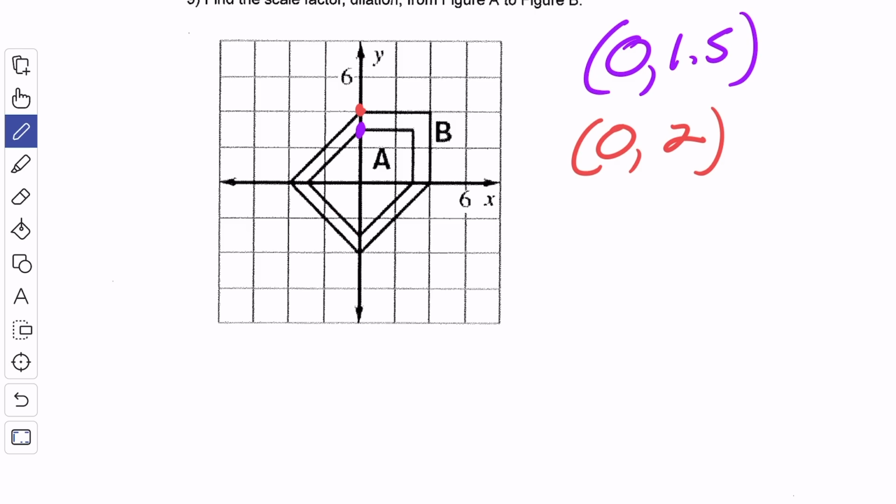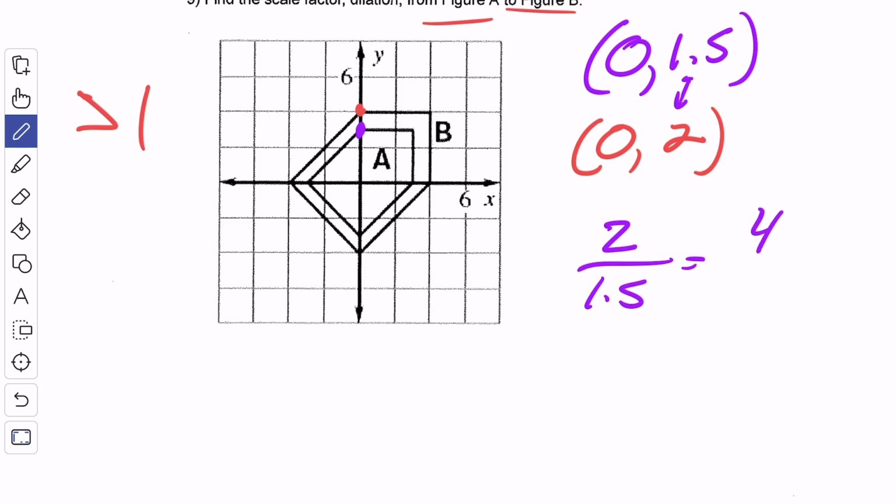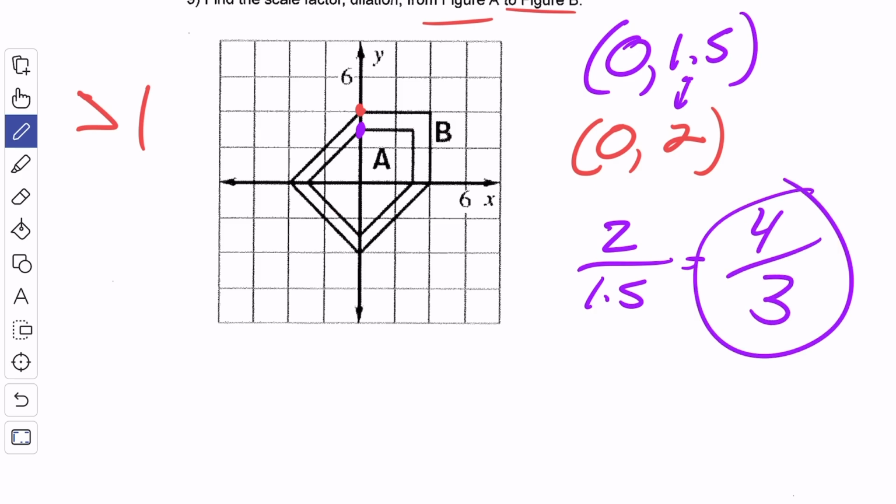Since we're going from A to B, and A is smaller, I know that it is getting bigger. So the scale factor must be greater than 1, because otherwise it would be getting smaller. So even if I didn't know how to properly do this, I'm creating a fraction or a ratio that's going to be bigger than 1. So since 2 is greater than 1.5, I'm going to do 2 over 1.5, because that's the ratio. And then when you put this in your calculator, or if you simplify this, it gives you a fraction or a ratio of 4 to 3. So that means that the scale factor is 4 to 3.